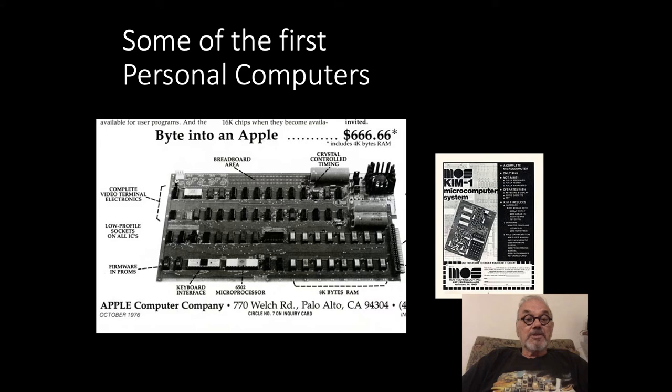Here we have the first personal computers. I thought it was funny, bite into an Apple. The first Apple One was $666.66. I wonder what they were up to. This is Steve Jobs and Steve Wozniak. They're in Palo Alto making the very first single boards. The Kim actually was the one that we were using at the very beginning of this stuff. It's a 6502 based computer that could be hand assembled code and that kind of stuff to control.